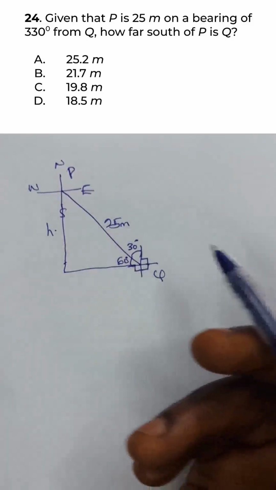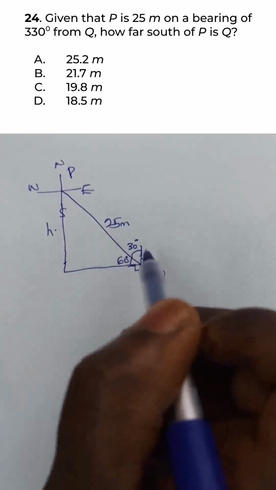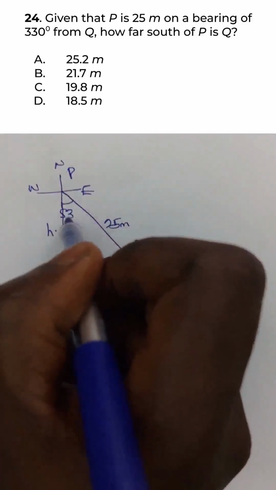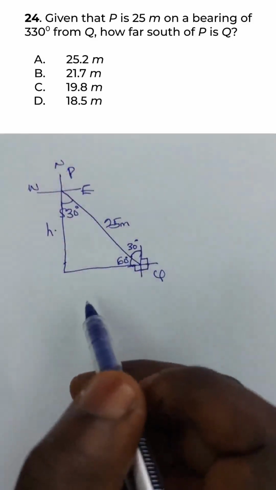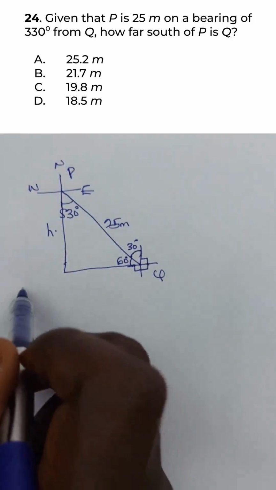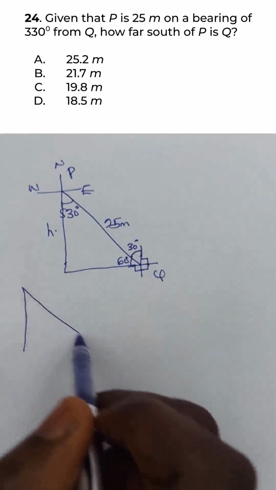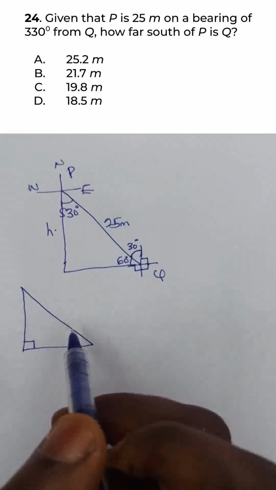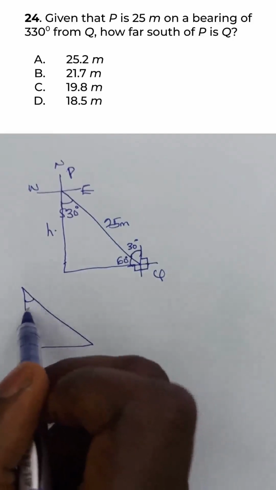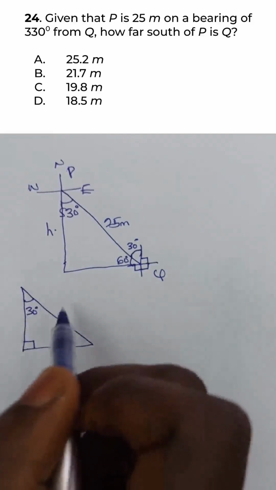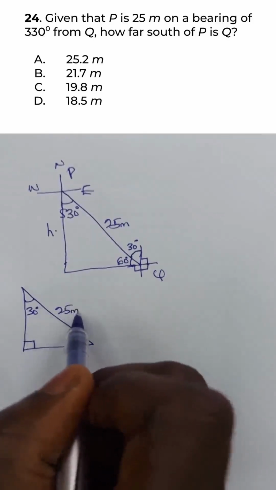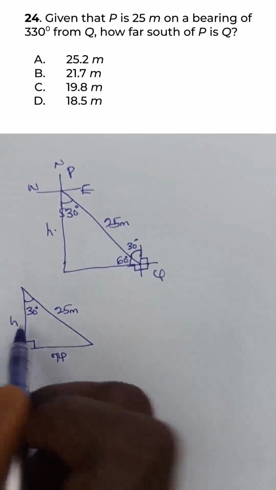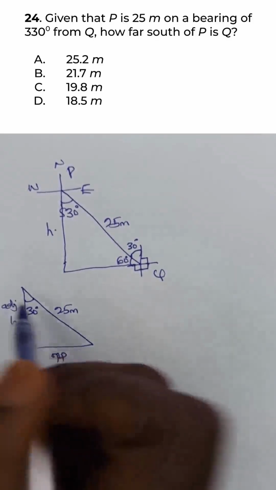If you complete this, there are two ways to solve this. This angle 30 degrees is equal to this angle, which is also 30 degrees. So it depends on the angle that you are considering, angle 60 degrees or angle 30 degrees. For the first one, let's consider this angle 30 degrees. Remember that this is 25 meters, and that is the hypotenuse. This is the opposite, and this H that we are looking for is the adjacent.